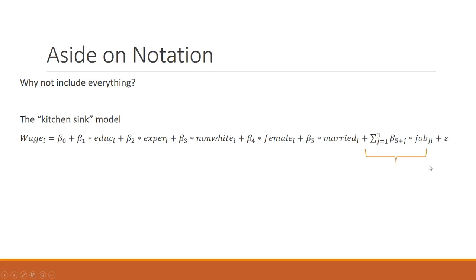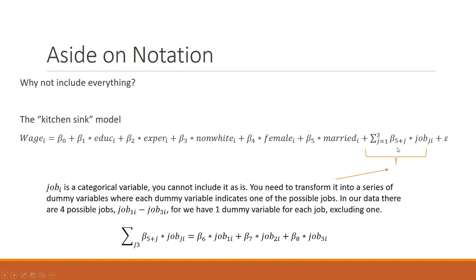Now let me clarify what I mean with this term here. This term might be unclear. What we've got here is this variable job, and job is a categorical variable. It is composed of either numbers or words that indicate different jobs. And in our data set, we happen to have four possible jobs. We can't include a categorical variable in the regression because the numbers don't mean anything, and differences between the numbers don't really mean anything.